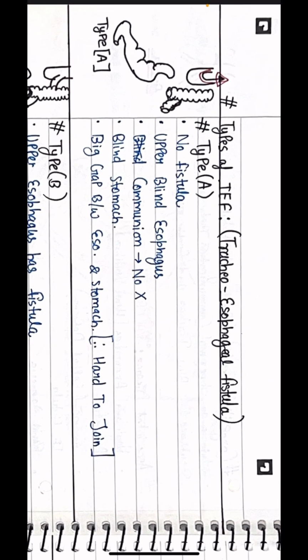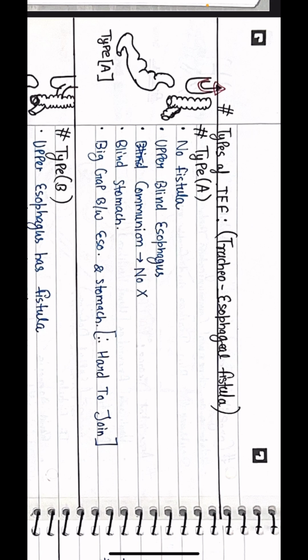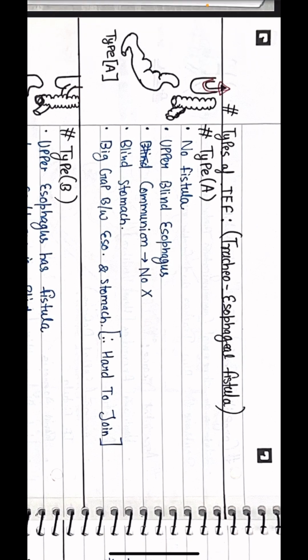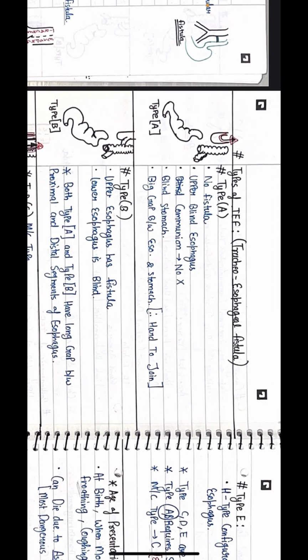Tracheo-esophageal fistula type A. In type A, there is no fistula actually. We classified it into the Tracheo-esophageal fistula, but actually there is no fistula in type A. So the upper edge of the esophagus is blind. What does it mean, sir? What is this blindness? Blindness simply means that the upper edge is not connected to anywhere. This is totally blind. And the lower edge of the esophagus is also blind, which is also not connected somewhere.